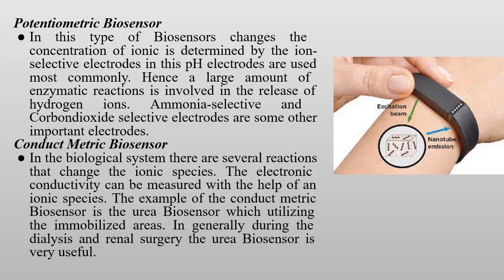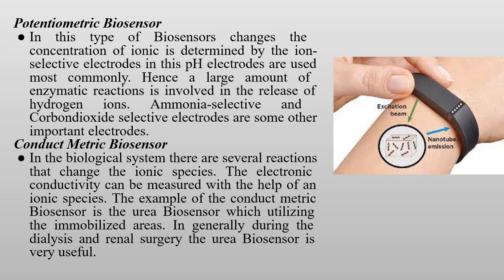Potentiometric biosensors. In this type of biosensor, the change in ionic concentration is determined by ion selective electrodes. In this, pH electrodes are most commonly used, since many enzymatic reactions involve the release of hydrogen ions. Ammonia selective and carbon dioxide selective electrodes are some other important electrodes.